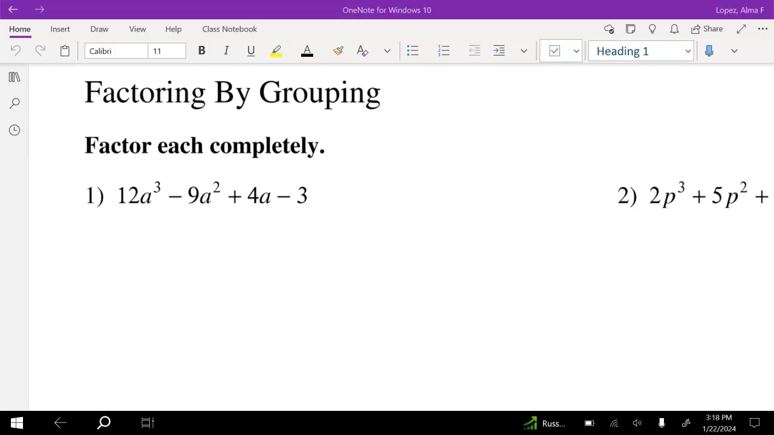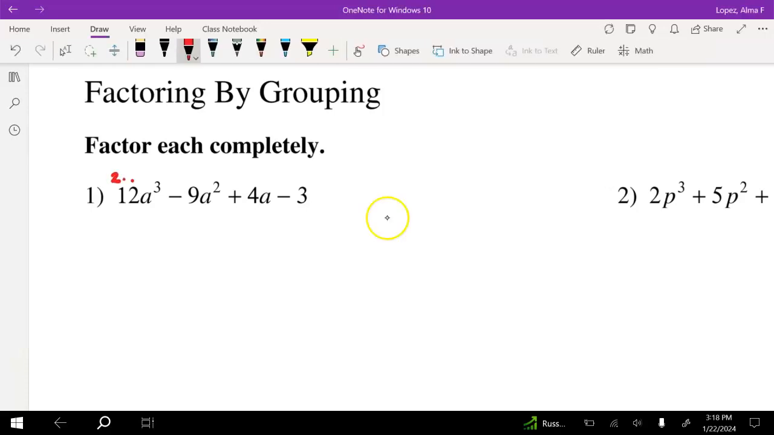This video is factoring by grouping, as we were doing in class. The first thing we're going to do when we're factoring by grouping is make sure that we have all of the coefficients completely factored, or their prime factorization. 12 factors into 2 times 2 times 3. 9 is 3 times 3. 4 is 2 times 2, and then of course 3. We did something similar to that in class.